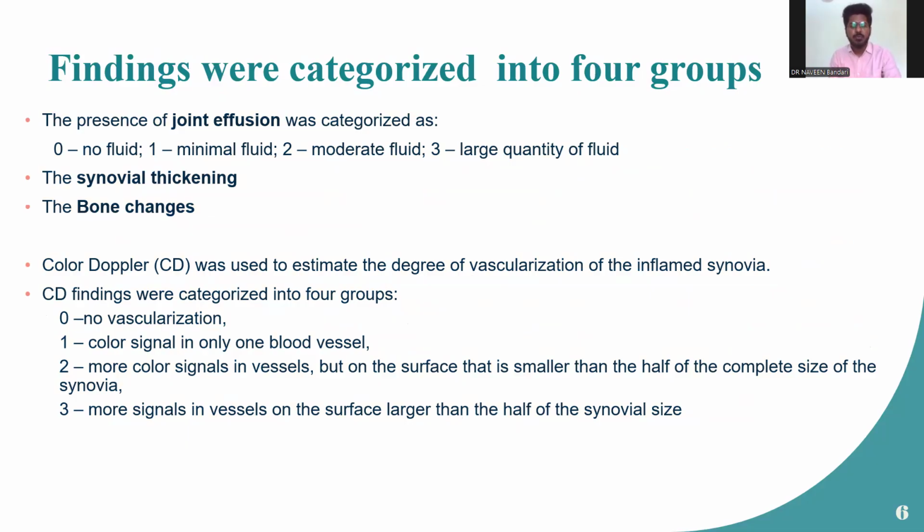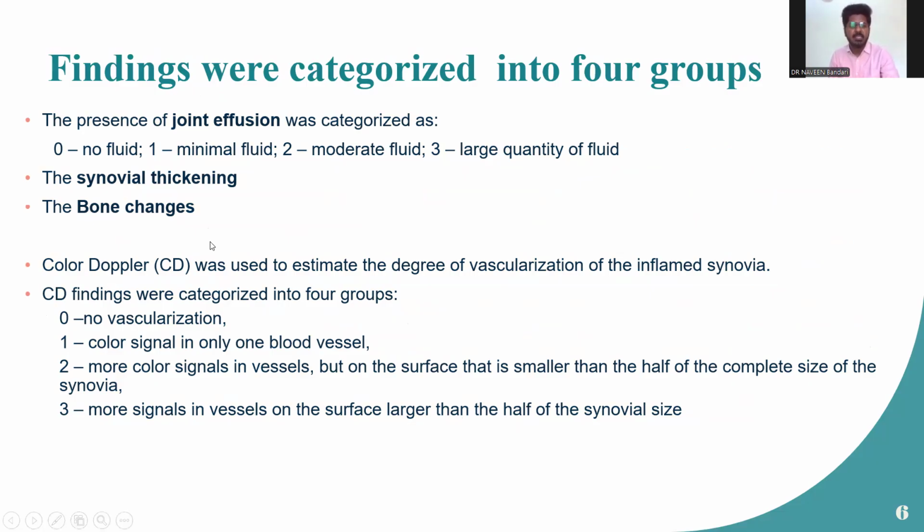Findings were characterized into 4 groups. First, the joint effusion was characterized into 4 groups. If there was no fluid, it was given group 0, minimal fluid group 1, moderate fluid group 2, and a large quantity of fluid in the joint was given group 3. Synovial thickening and bone changes were also noted.